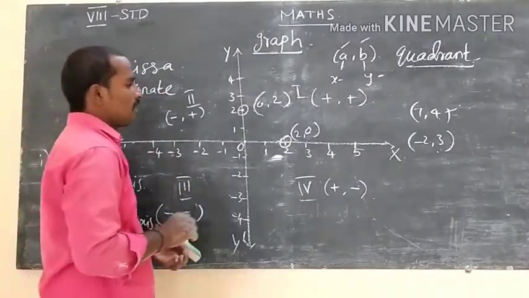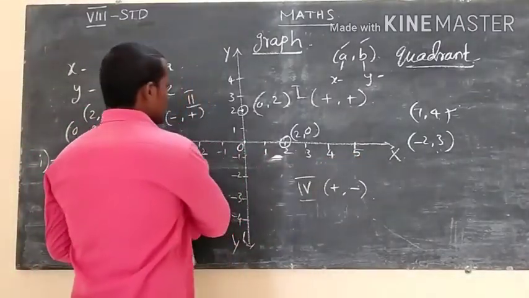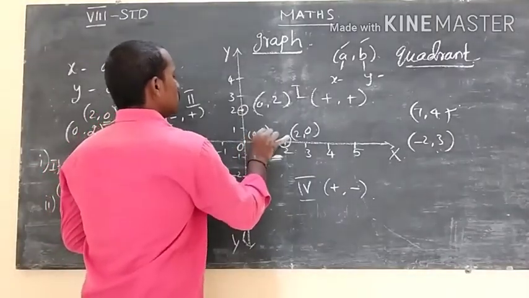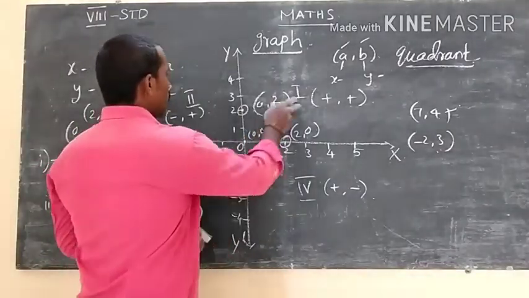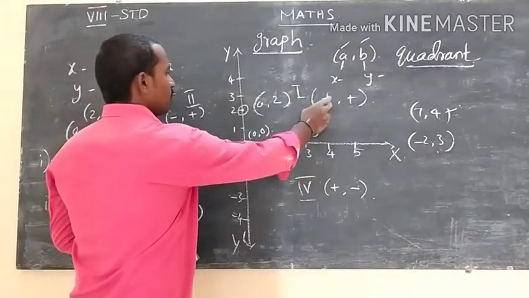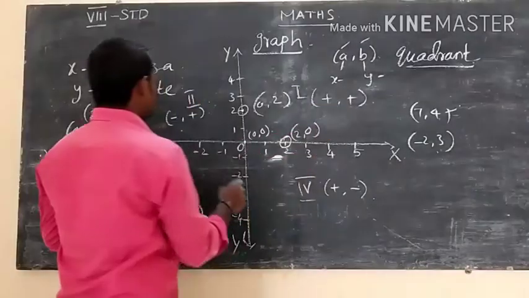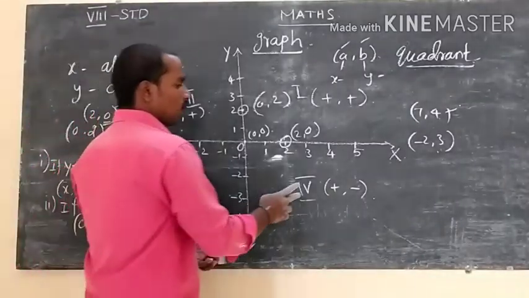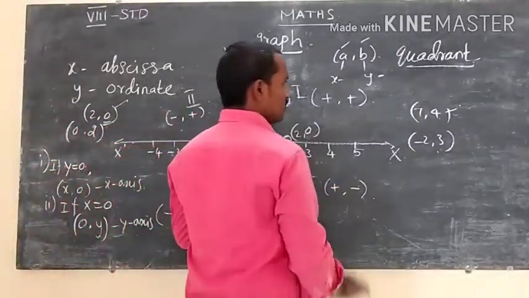You have the x-axis and the y-axis. The origin is (0, 0). Then the quadrants and their signs: first quadrant is plus comma plus, second quadrant is minus comma plus, third quadrant is minus comma minus, and fourth quadrant is plus comma minus.